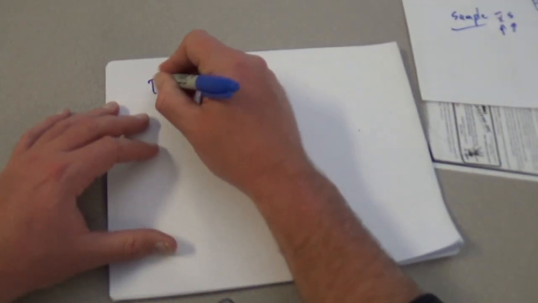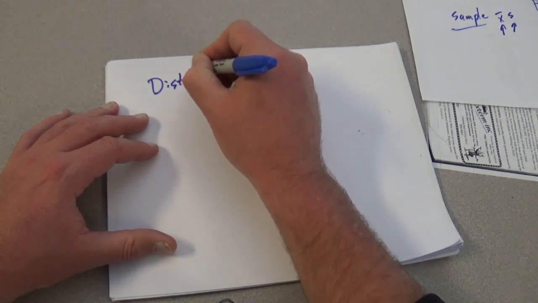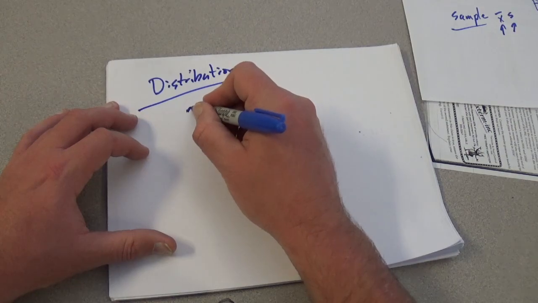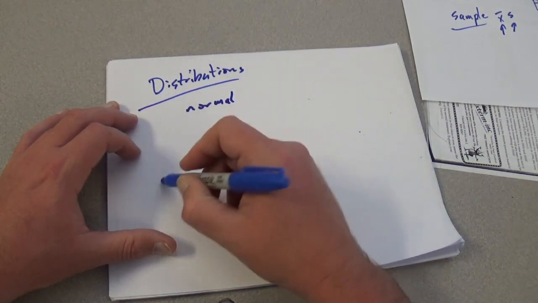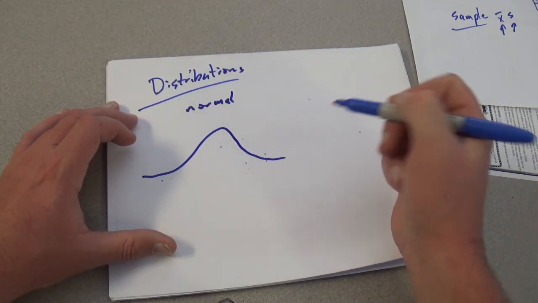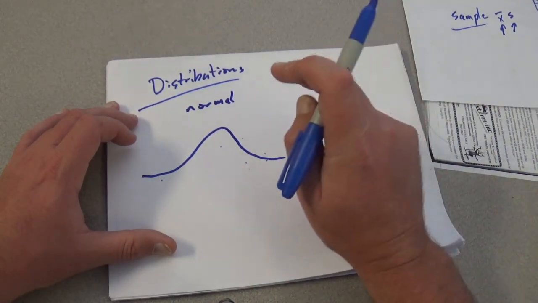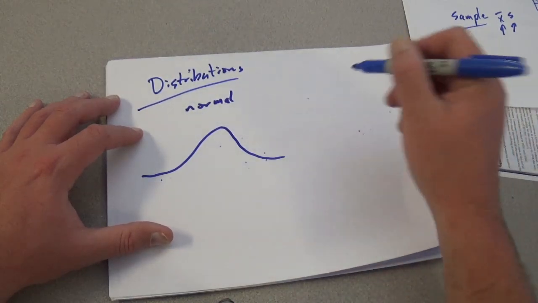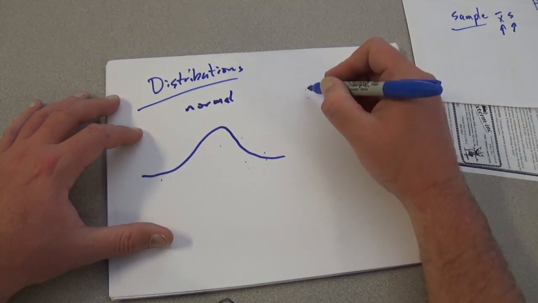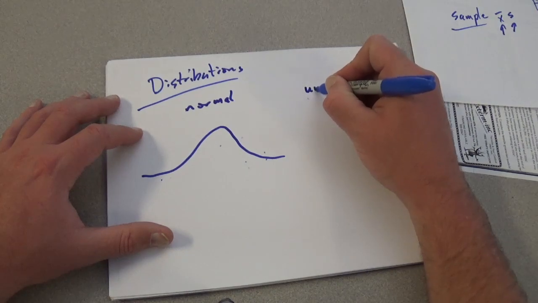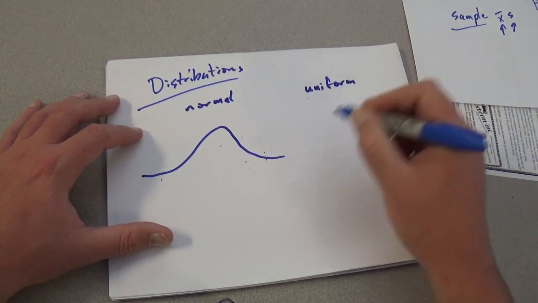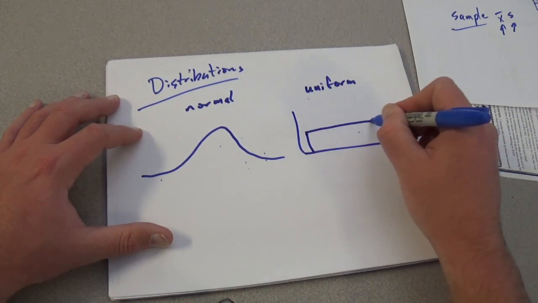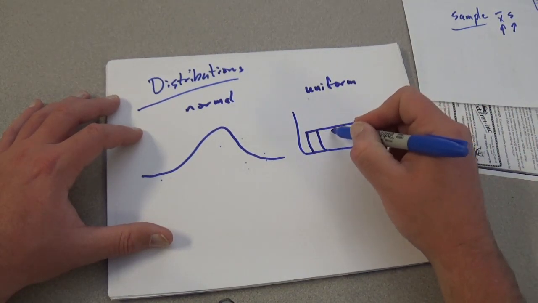Types of distributions. We've got normal, just looks like a hill. There's a bunch of stuff we'll have to go into about the normal distribution, but we're not there yet. We have uniform, which basically just looks like a rectangle.